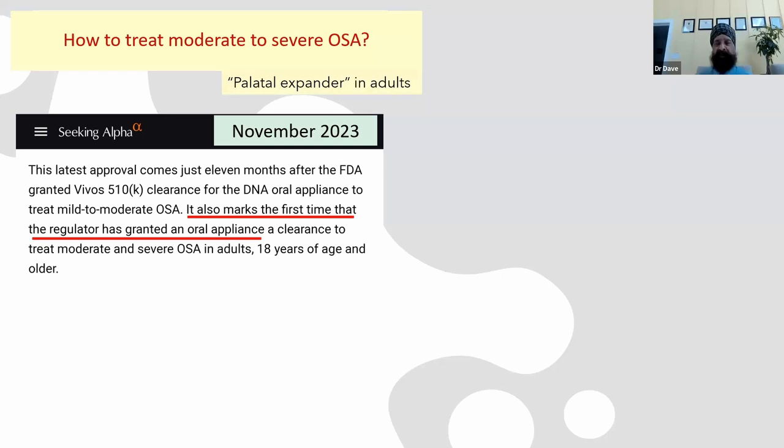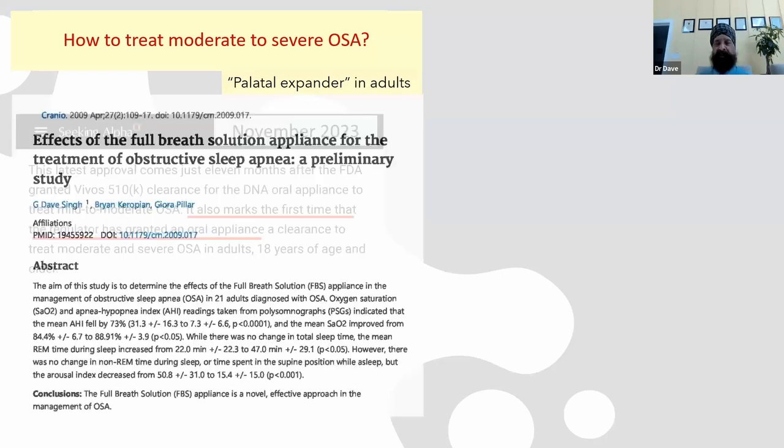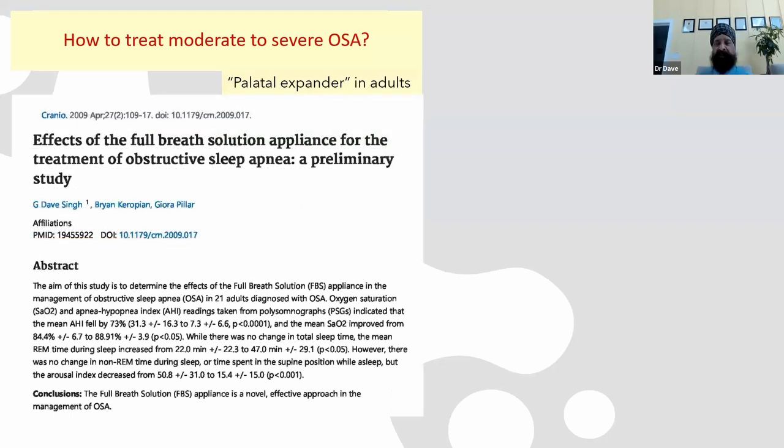So there are other devices out there which are FDA cleared for use in cases of severe sleep apnea. And here's a study we did back in 2009. This device is called a full breath solution. And in this case, in the sample that we looked at, the AHI fell by 73%, from about 31 events per hour prior to about 70 events per hour after the device was placed.